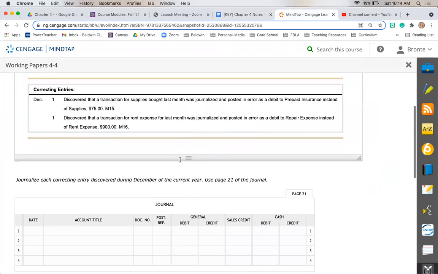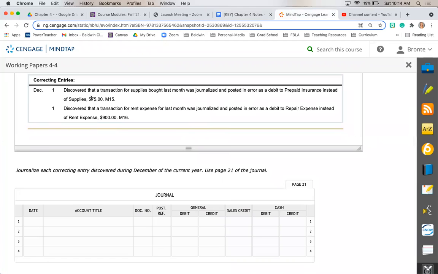In 4.4 work together, we have two entries that we need to correct. The first one was on December 1st, and we discovered that a transaction for supplies bought last month was journalized and posted in error as a debit to prepaid insurance instead of supplies for $75. Our source document is memorandum 15. So we're just going to put in our date here, December 1. Our first account is going to be supplies because it was supposed to go into supplies as a debit for $75. Our source document is memorandum 15.